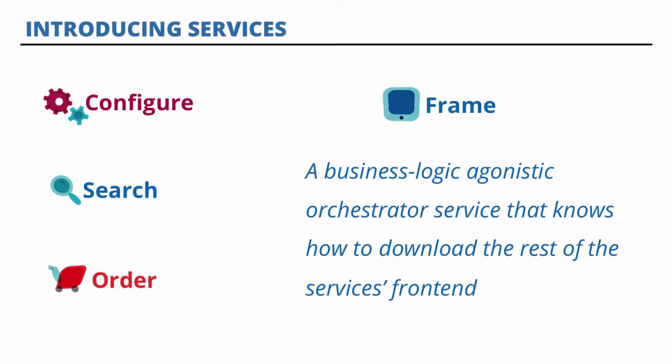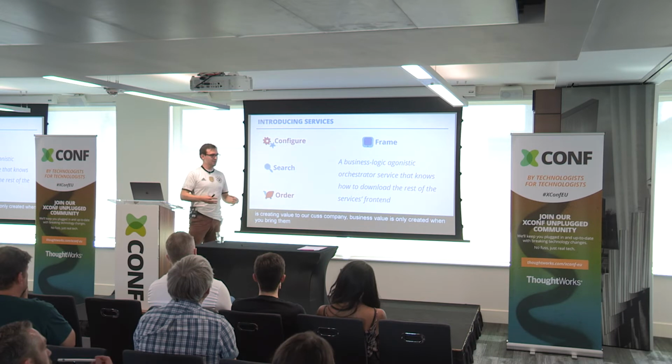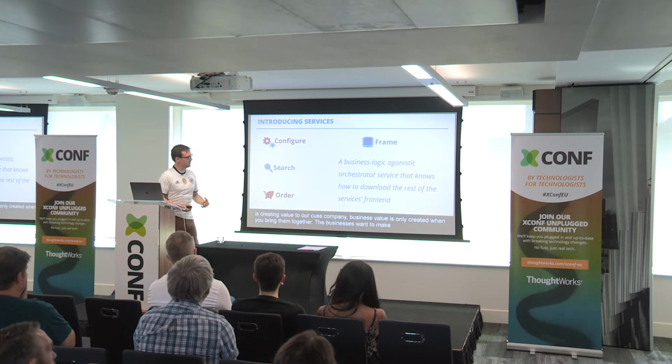Let's talk about the composition. On the left side, we have an example of 3 services that we're currently building. An order service, a search service, a configure service. We need to bring those together because while each of them is creating value to our company, business value is only created if all of them get together. We called this layer to get all those things together, to rule them all, a business logic agnostic orchestra frame.